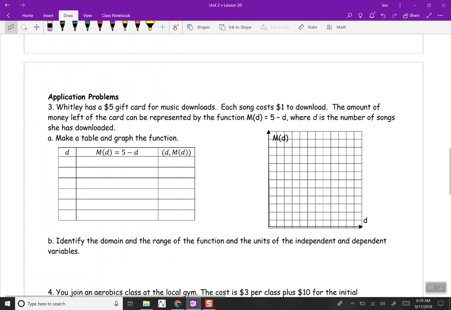Whitley has a $5 gift card for music downloads. Each song costs $1 to download. The amount of money left on the card can be represented by the function M of D equals 5 minus D, where D is the number of songs she has downloaded.